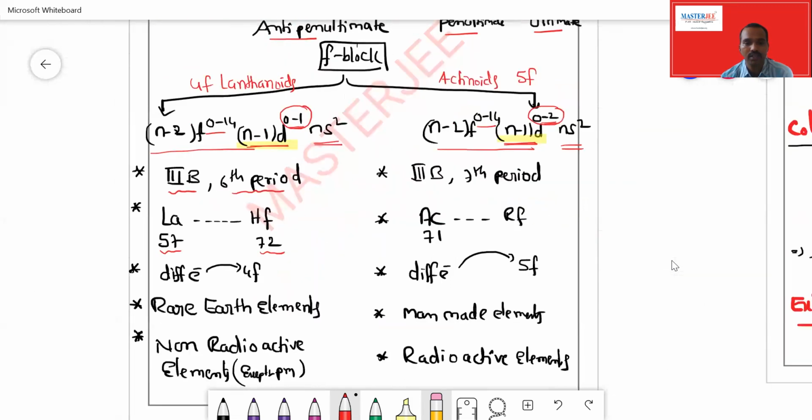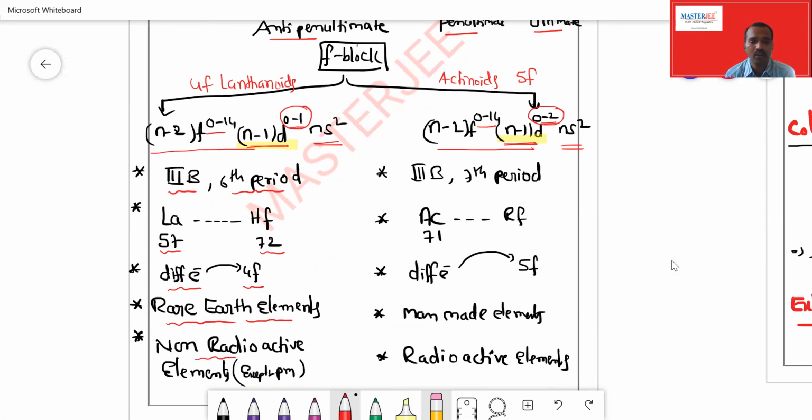Next, see here, why are these kept in the 4f series only? Because here the differentiating electron enters the 4f orbital. That's why these are kept in the 4f block. The 4f series elements are called rare earth elements. These are rarely found in the earth's crust. That's why they are called rare earth elements.